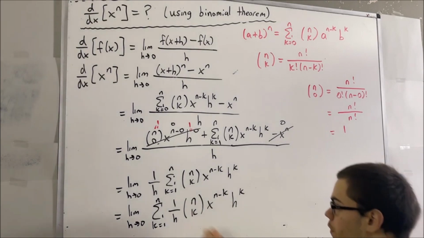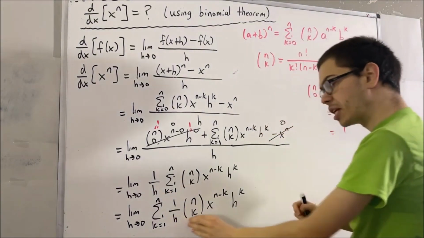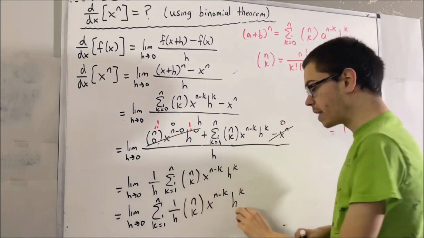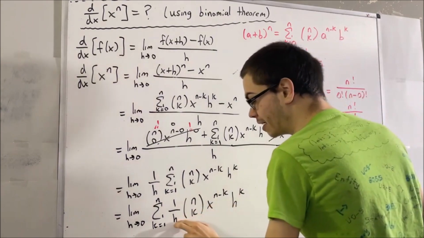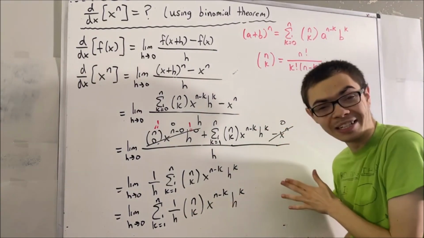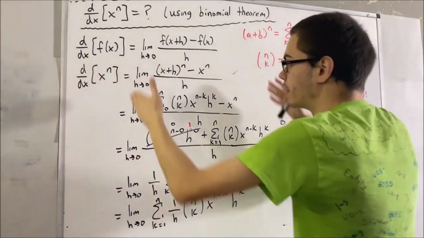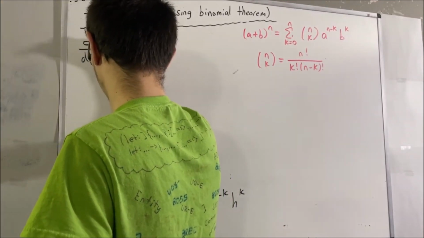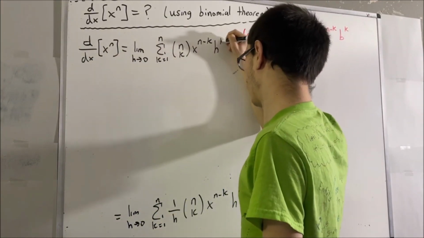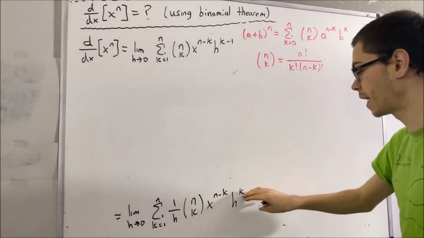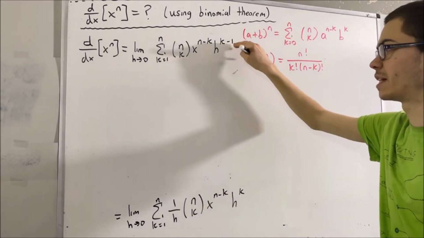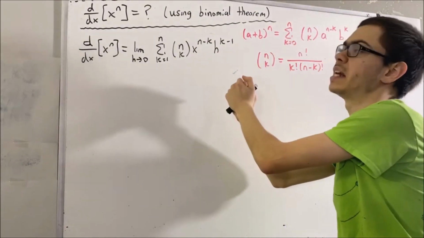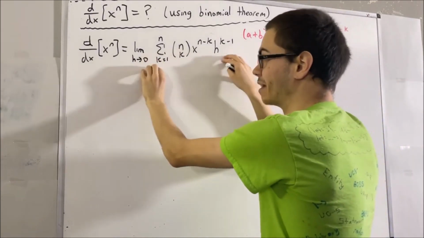And the reason why I moved the 1 over h to the inside of this sum is because we see now that we have h to the k divided by h. But of course, h to the power of k divided by h is just h to the power of k minus 1. So let's rewrite that, moving up to the top. Right, so now we have rewritten h to the power of k divided by h as h to the power of k minus 1. And so now at this point, we are just about in a position where we can evaluate this limit.